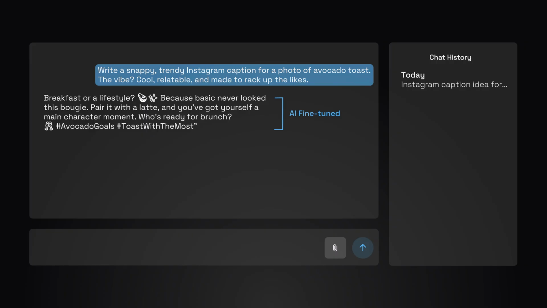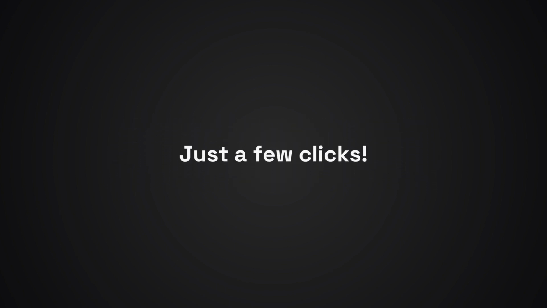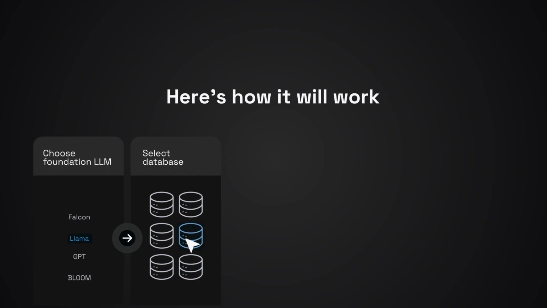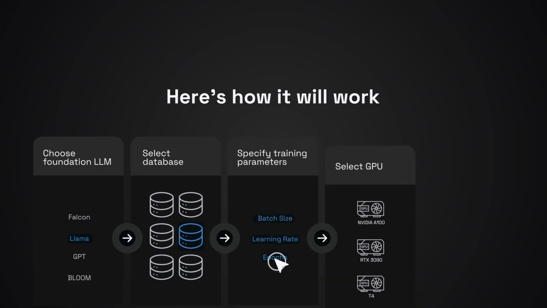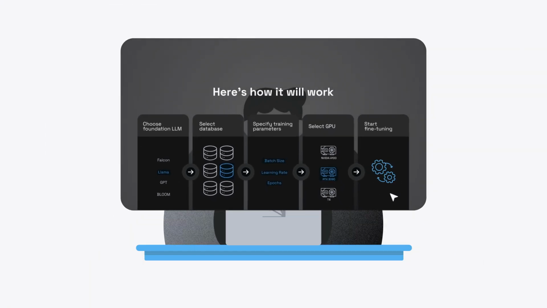Sounds interesting, right? Most fine-tuning tools need coding and complex steps, but Vertical aims to make fine-tuning simple. With just a few clicks, you can get your fine-tuning job up and running. Select the model you want to train, import or create your own dataset. Set basic settings for your training. Select the GPU that fits your need and click Run. We handle all the technical stuff in the background, so you can focus on creating quality outputs.